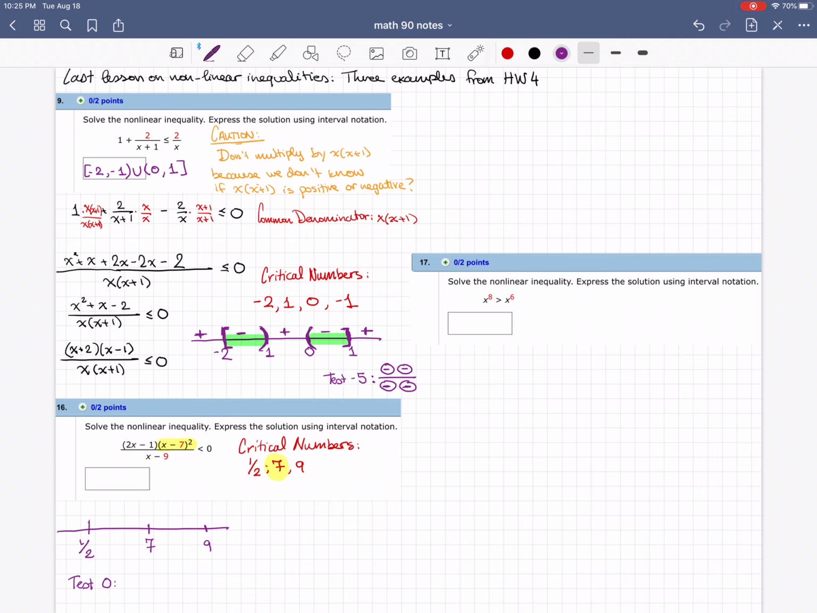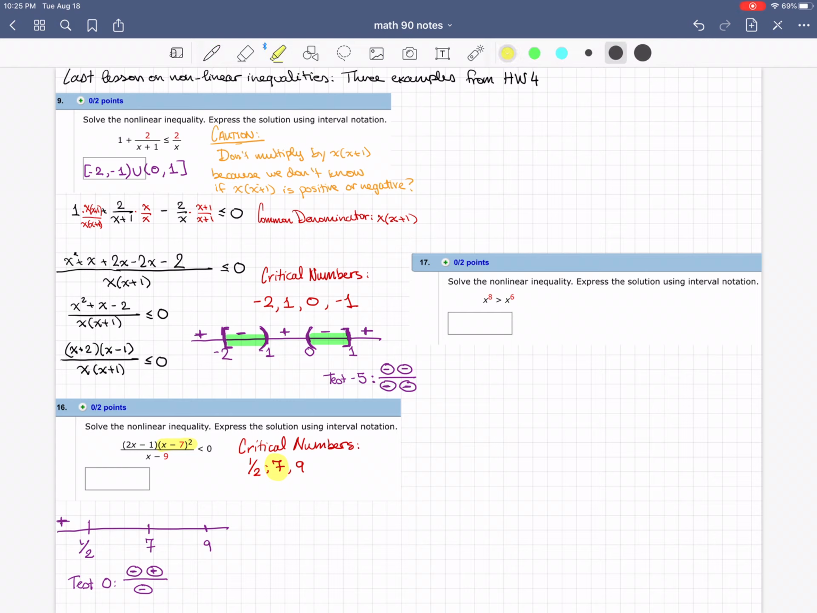Okay, here we go. If x is 0, 2x minus 1 is negative. If x is 0, x minus 7 is negative, but then we go to square it and it becomes positive. And then if x is 0, x minus 9 is negative. So on top you have negative times positive, which is negative. On the bottom you have negative. Negative divided by negative is positive. So that means the leftmost region is positive.